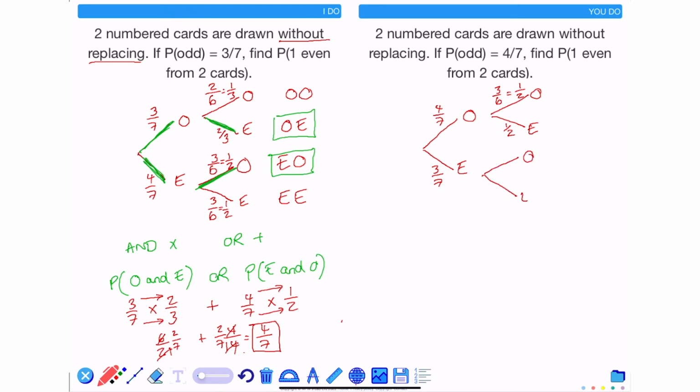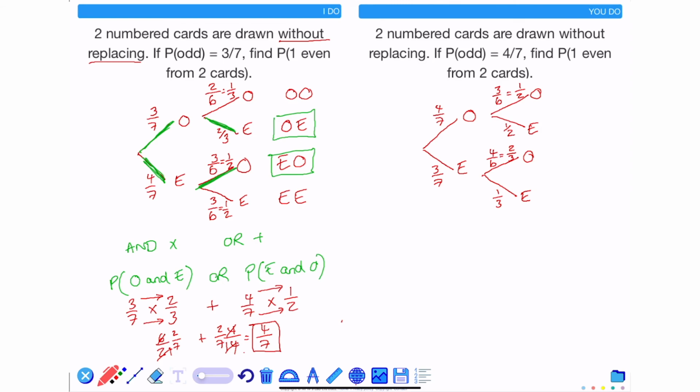If I'd selected an even number on my first go, I could then get an odd number or an even. There were 4 odds out of 7 cards altogether at the beginning, so the probability will now be 4/6, because the total is decreased by 1, but the number of odds remains the same. This simplifies down to 2/3. Taking this away from 1 gives me 1/3 as the probability of selecting a second even number.